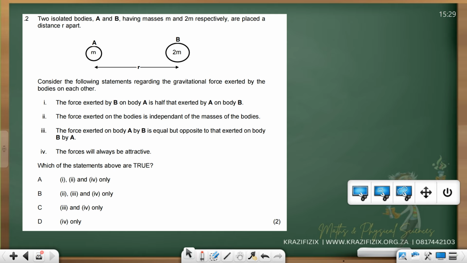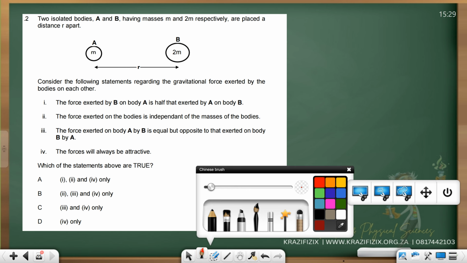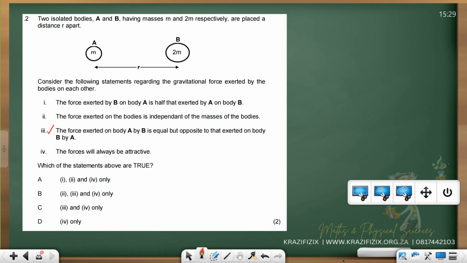Number 3, the force exerted on A by B is equal but opposite. That's fine. That's correct, right? That's Newton's third law. What about number 4? If you state the law, all objects in the universe attract each other. That's where the answer is. So 3 and 4. Correct answer is C.